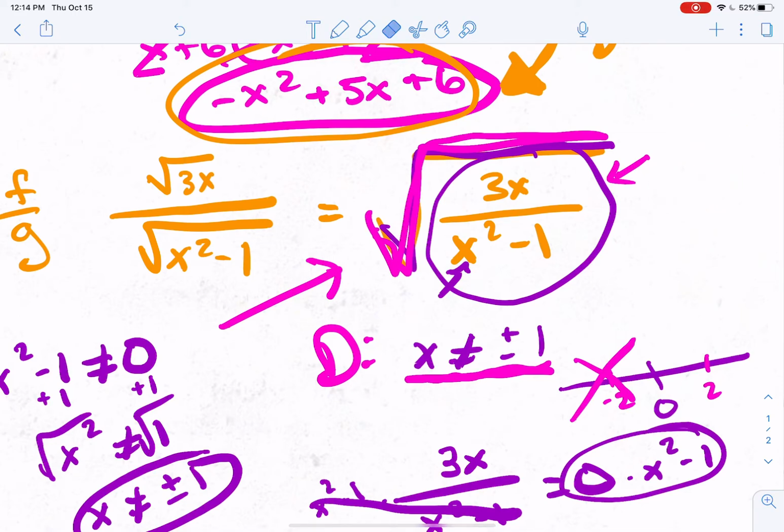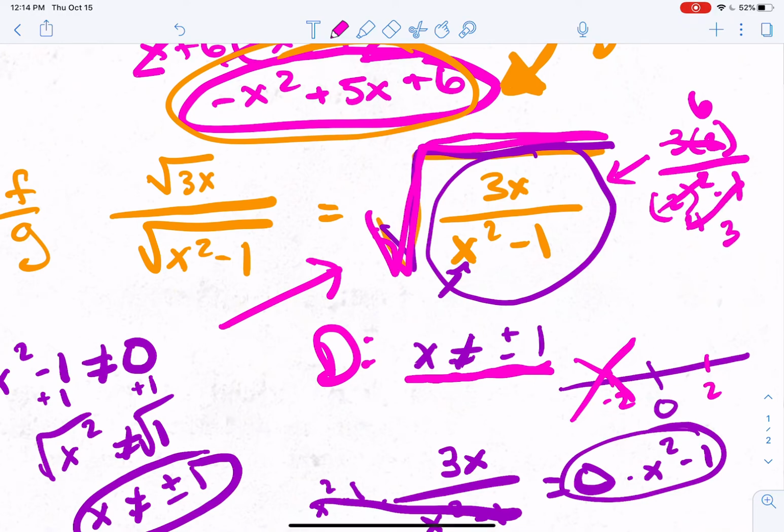All right, let's try the same thing again with +2. So 3 times +2 over +2 squared minus 1. 3 times +2 is 6. 2 squared is 4, minus 1 is 3. So I have 6 divided by 3, which is +2. That's correct. That will work. I can take the square root of a positive number.